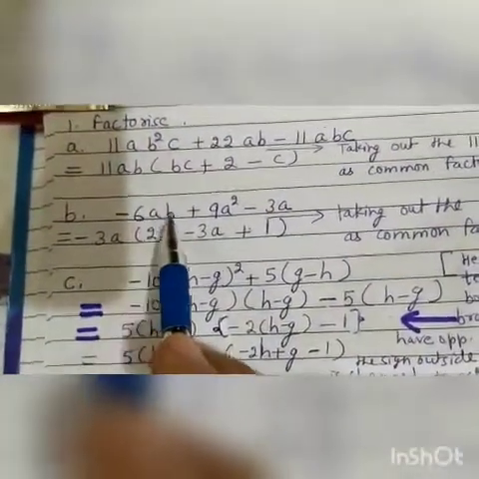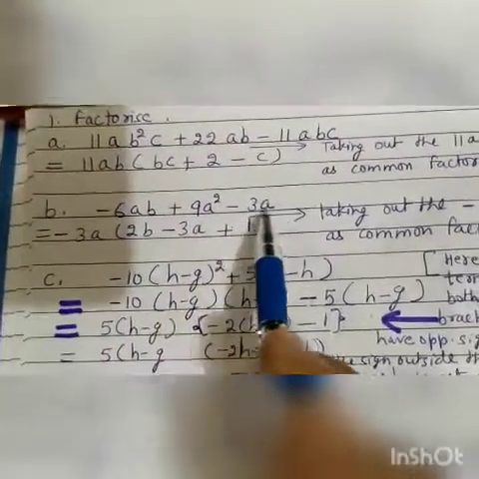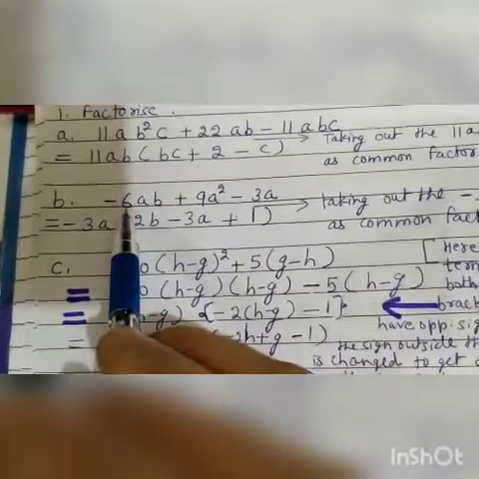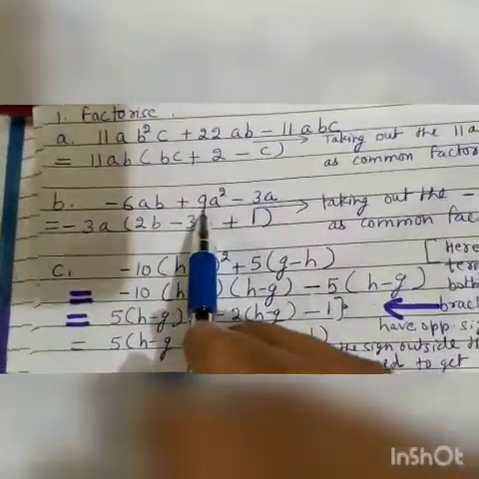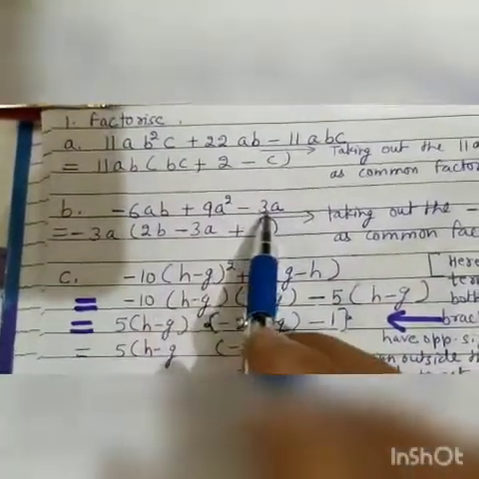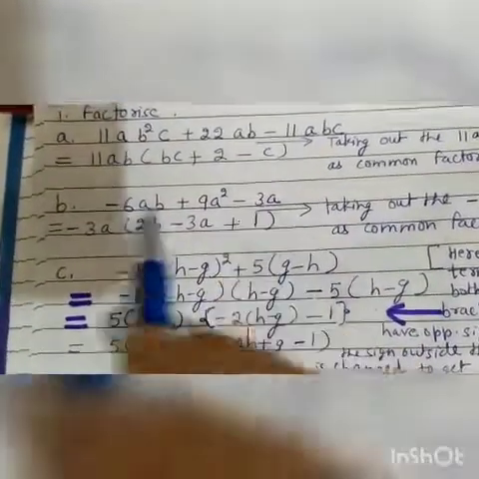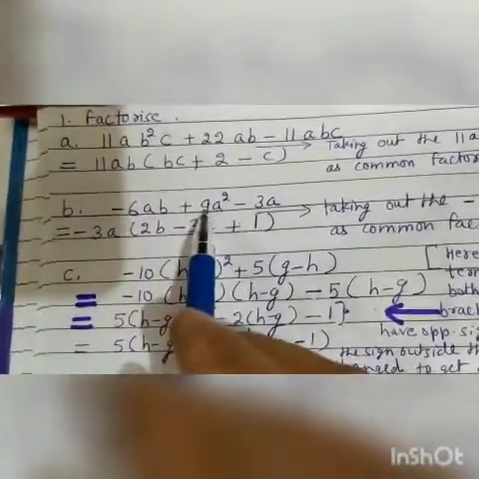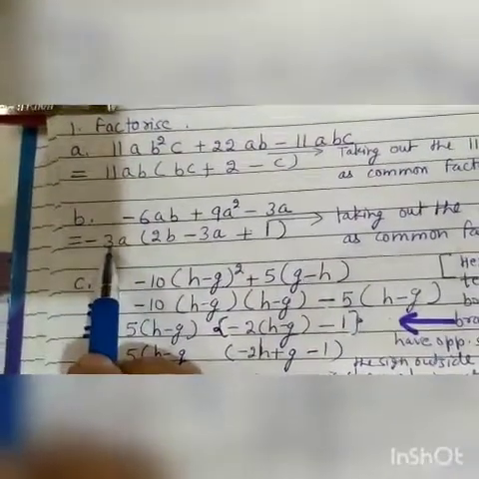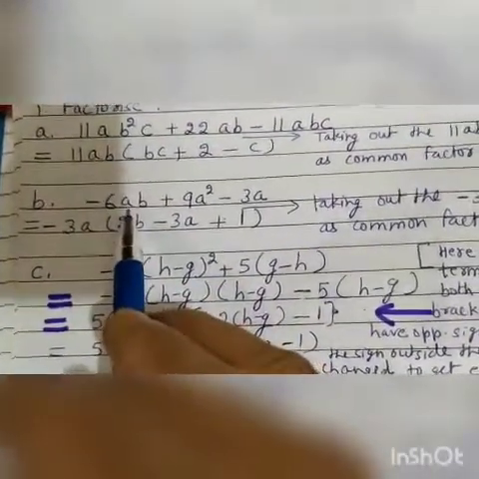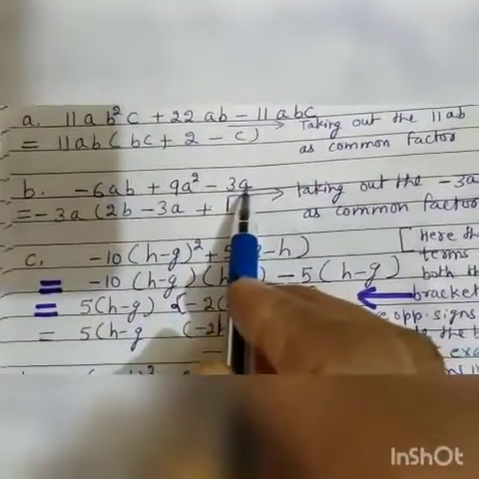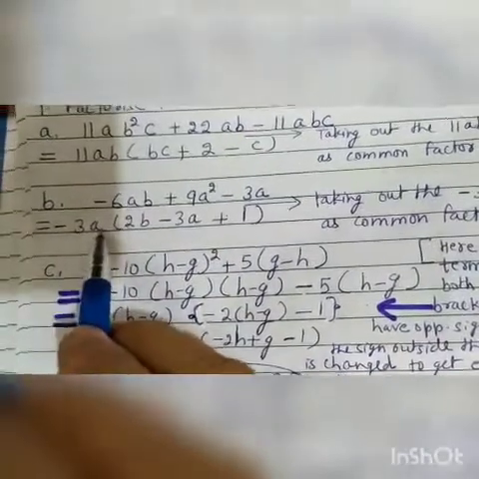It is minus 6ab plus 9a square minus 3a. So again we will see here numerical coefficients. In first term it is 6, in second term 9 and in third term 3. And 3 is the number by which all these three terms are divisible. 6 is divisible by 3, 9 is also divisible by 3, 3 is also divisible by 3. So we will take 3 common. Now come to variable terms. Here it is a power 1, this is a square and this is again a. So what is common? It is 3a.